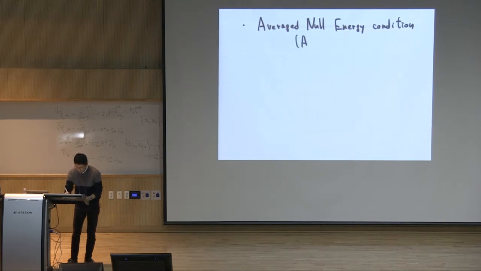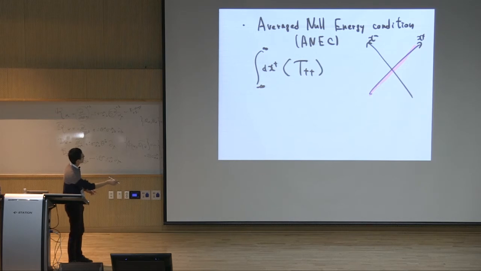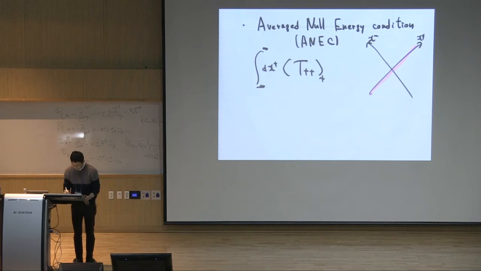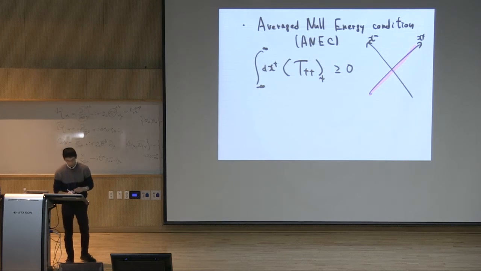So this is usually called ANEC. ANEC means that if you calculate the stress tensor but integrate it along the light-like direction, so this is the light-like direction, and basically you integrate the energy density along this line, then for any state which has finite energy, ANEC argues that it is always non-negative. So this is the so-called ANEC.